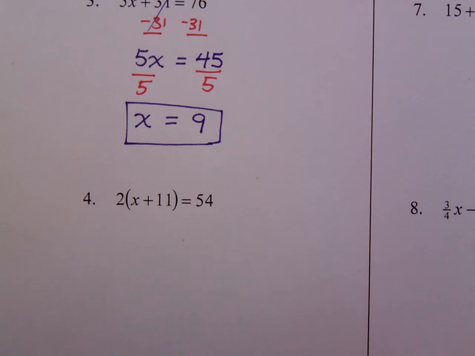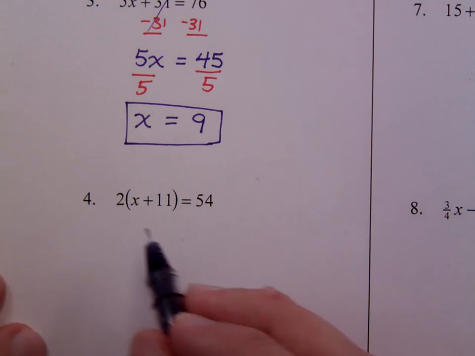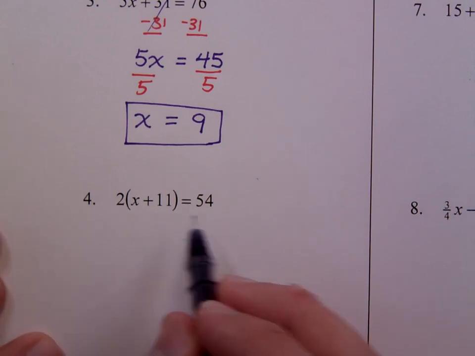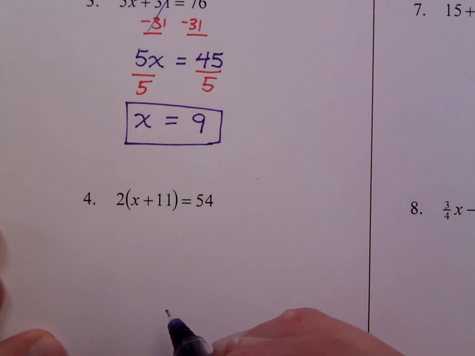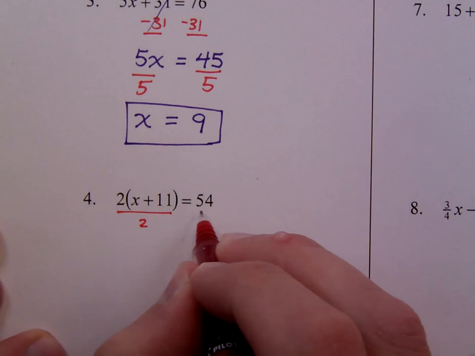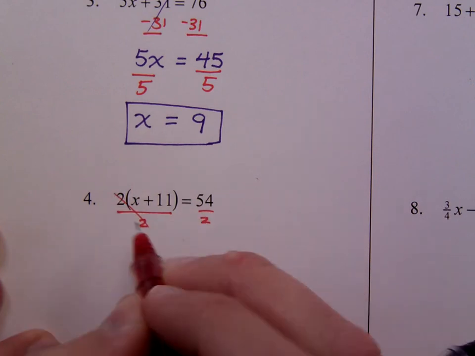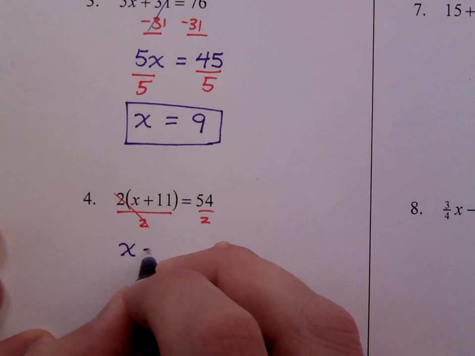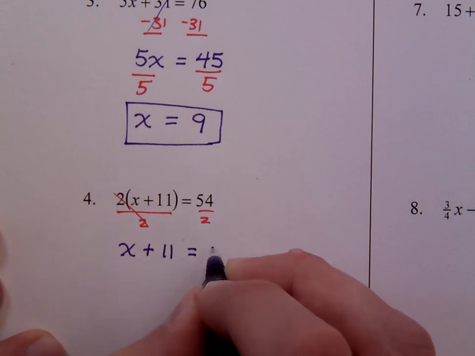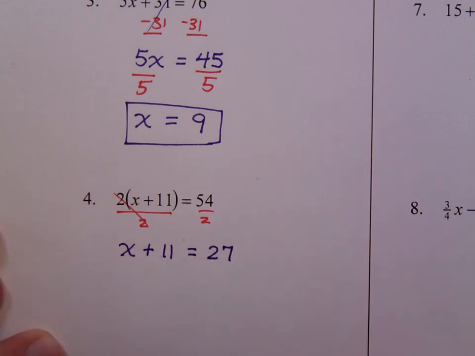Number 4, there are two ways that we have for working this. Just depends on what you want to do. Here, I could divide by 2 first, or I could distribute. It doesn't really matter. Just so maybe you can see something that's a little bit different. If I divide both sides by 2, here the 2's reduce. I end up with x plus 11, and on the other side I have 27. Subtracting 11 from both sides yields the solution that x is equal to 16.